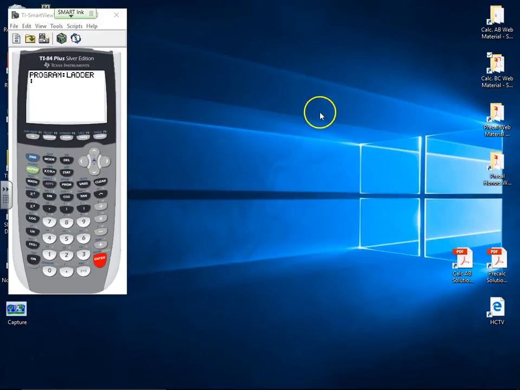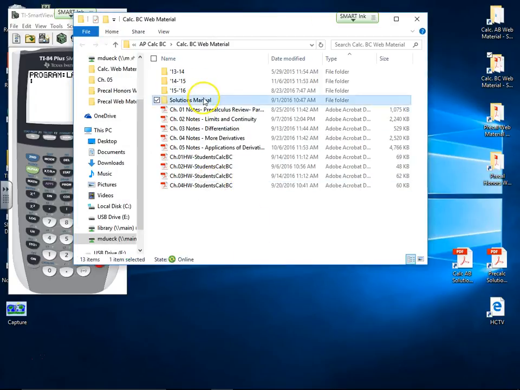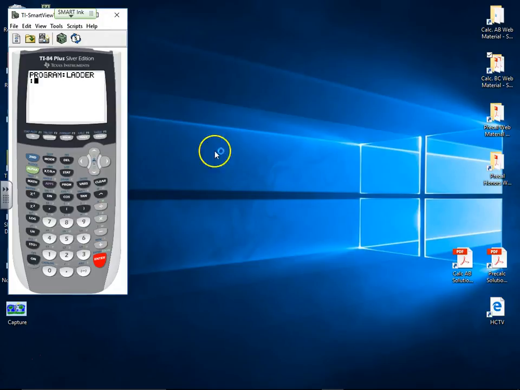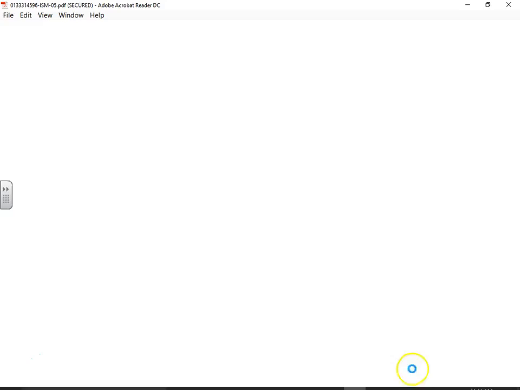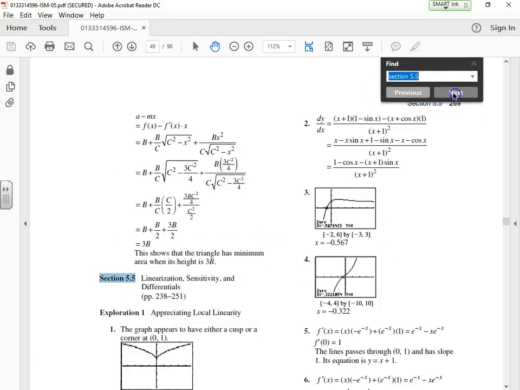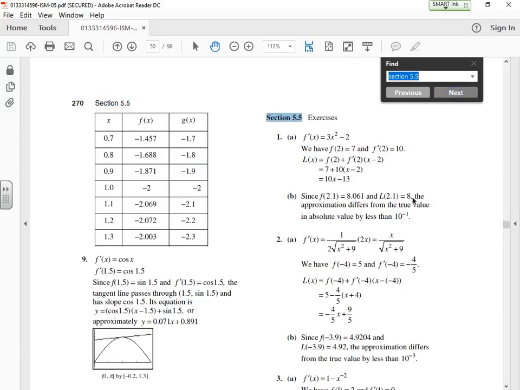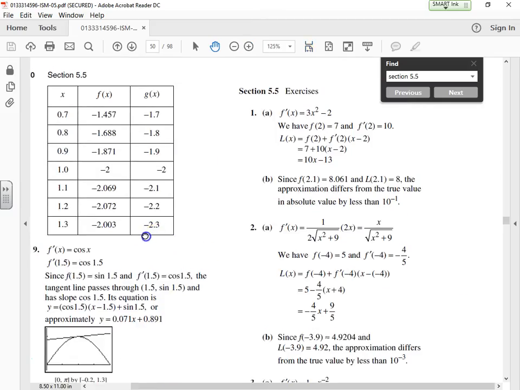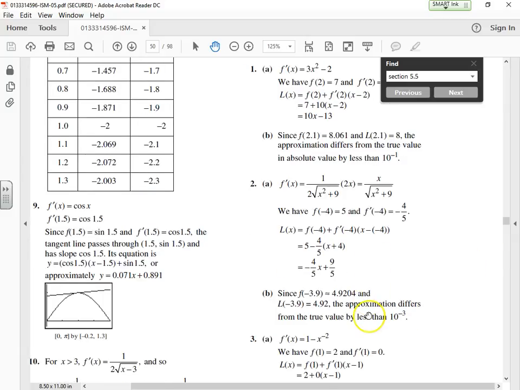Okay, so Calculus BC, Solutions Manual, Chapter 5, Section 5. What's our first even? 2. Where are the exercises? Here they are. Number 2, a is equal to negative 4/5 x plus 9/5.